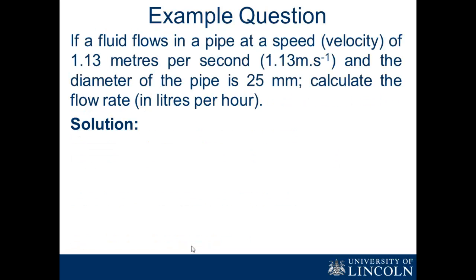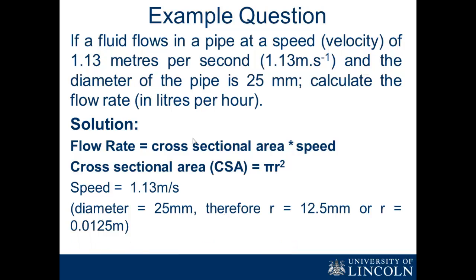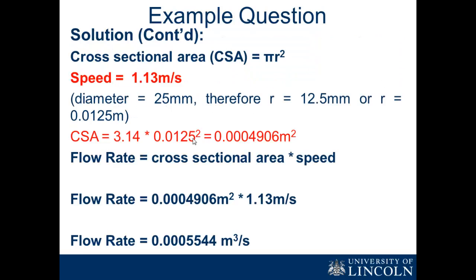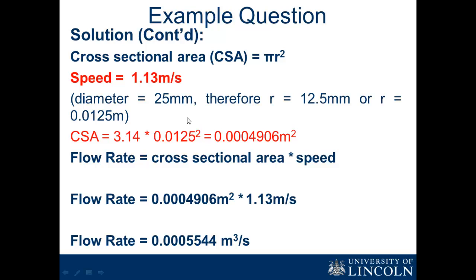Now, if a fluid flows in a pipe at the speed of 1.13 meters per second, and the diameter of that pipe is 25 millimeters, calculate the flow rate in liters per hour. We've solved the problem not in liters per hour but in meter cubed per second, but the question says we should solve it in liters per hour. I'm going to leave that for you to solve. Please contact me after solving this problem.